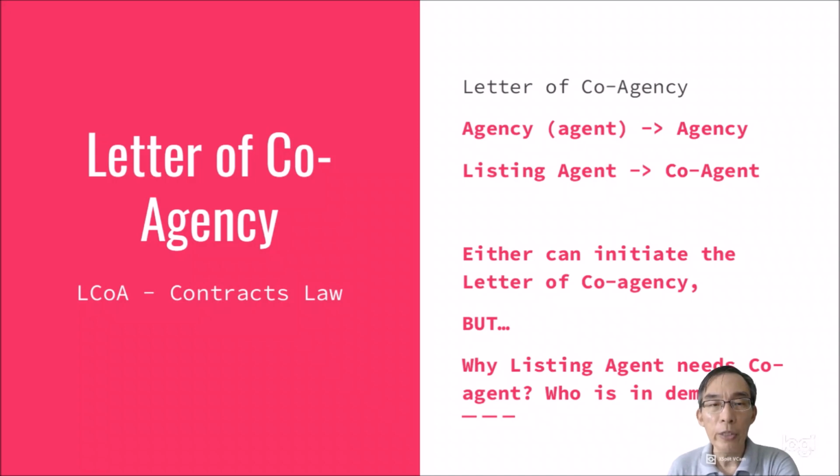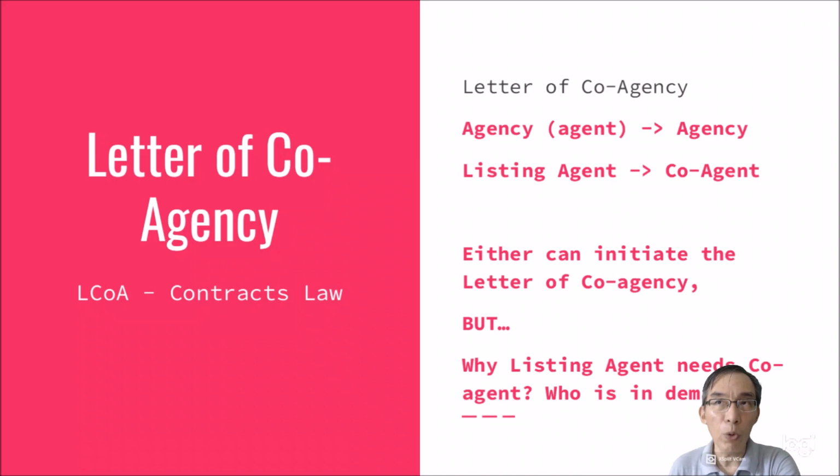So what is a co-agency letter? That means the agency which represents the owner has an agreement with the buyer's agency. So that is actually agency to agency. It's an agreement between two agencies. Here I put down the listing agent pointing to the co-agent. The listing agent is the agent who represents the vendor, the owner of the property, and in a normal transaction of matching a purchaser is paid an agency commission or professional fee from the owner.